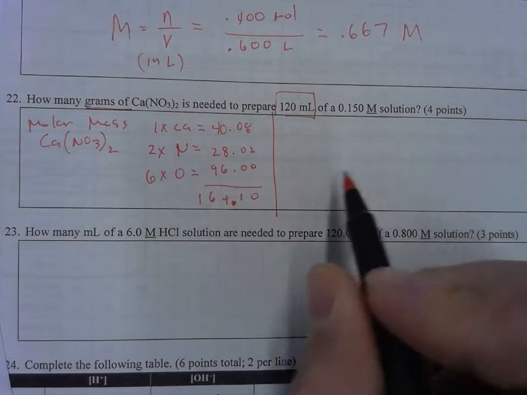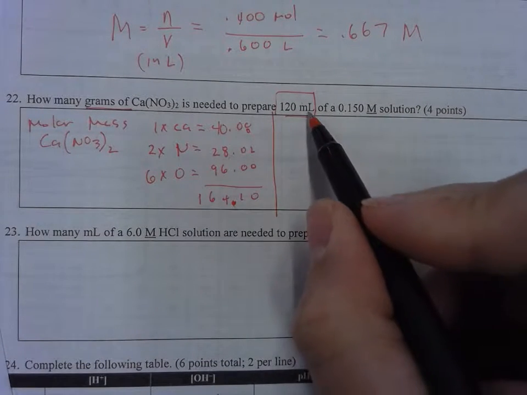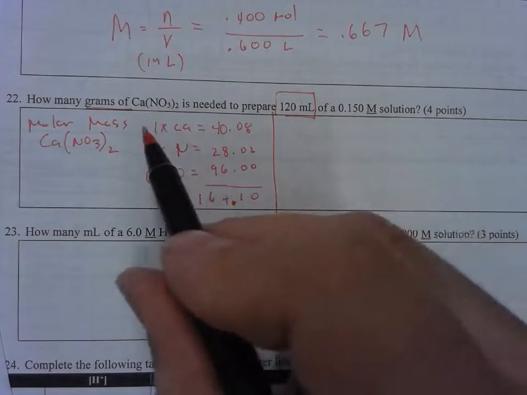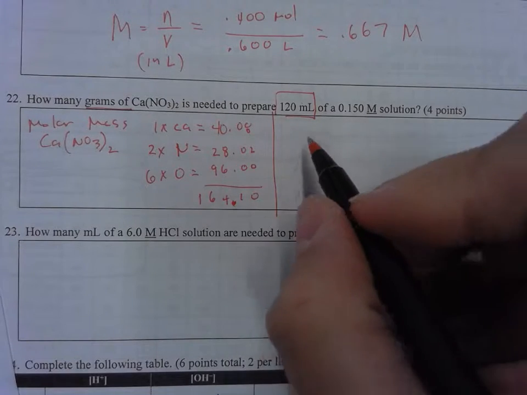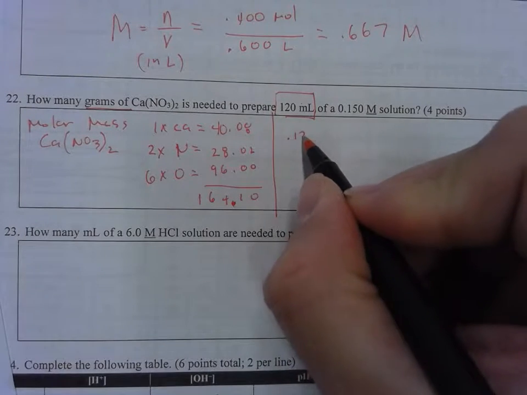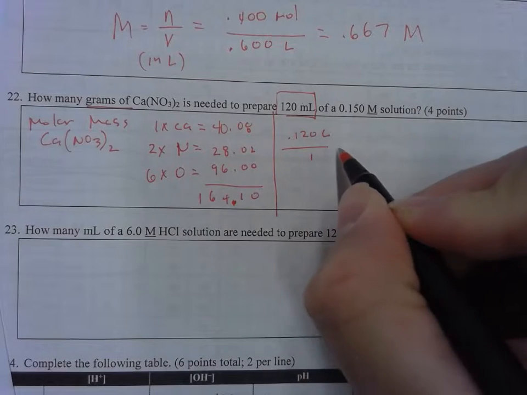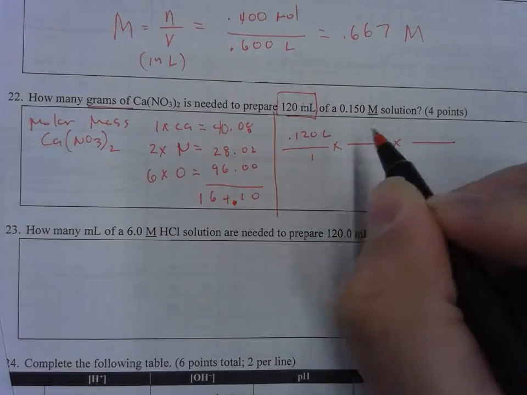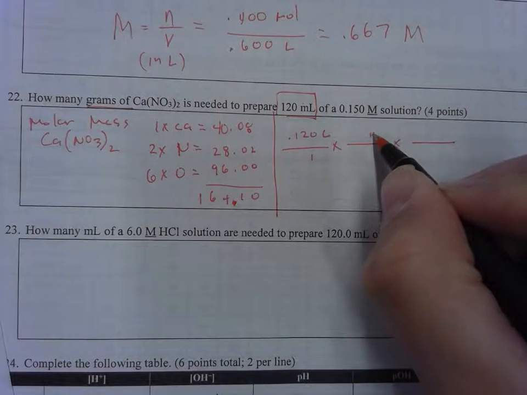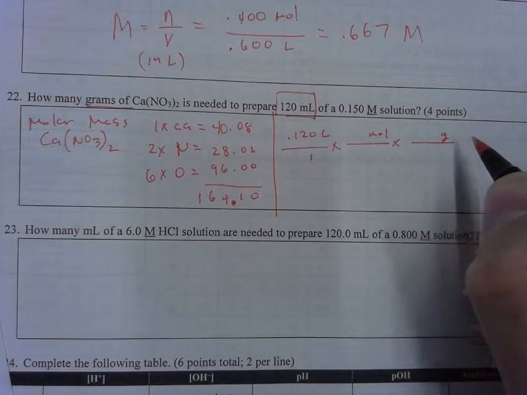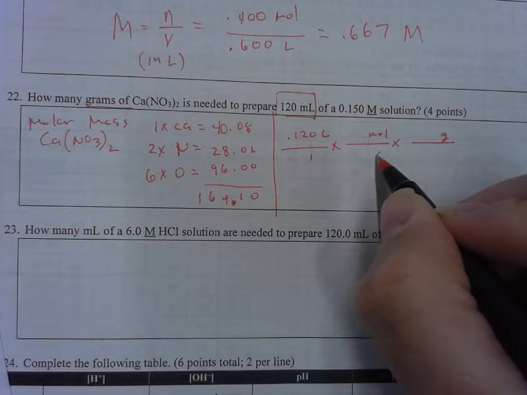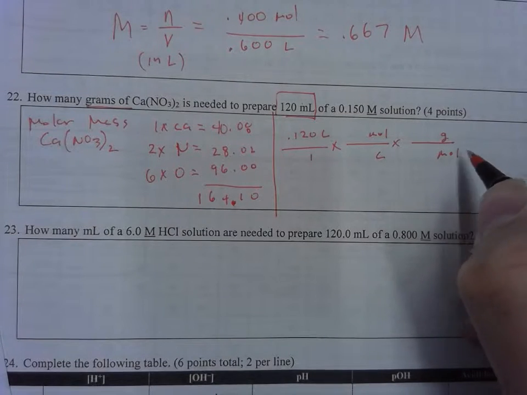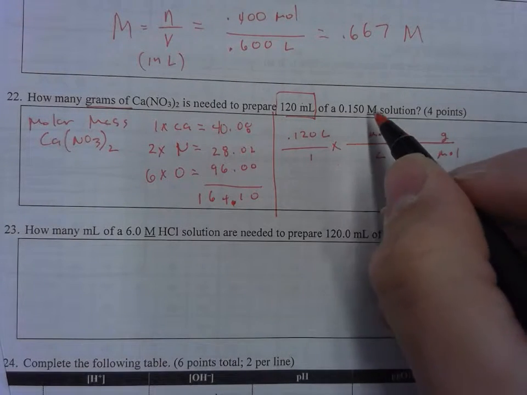Okay, now I'm going to solve over here. We've got 120 mL of solution. We need to know how many grams to prepare. 120 mL of solution is 0.120 liters over 1. Let's do this first. We're going from liters to moles to grams. So it's going to be liters down there and moles over here. All right, let's go and solve now.